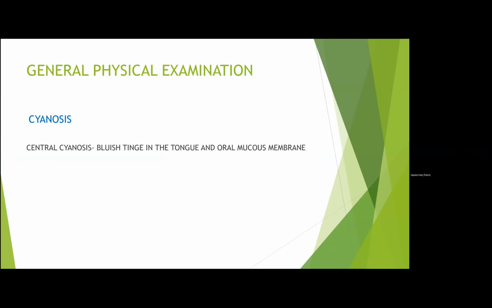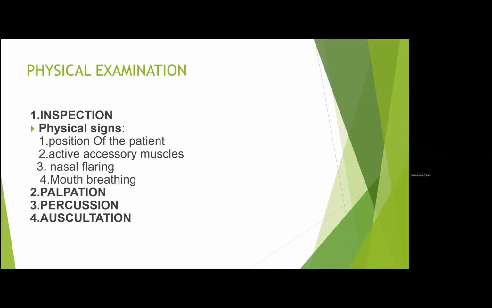Now we look for the general physical examination. We look for cyanosis. What is cyanosis? A bluish tinge in the tongue and oral mucous membrane when the patient is having hypoxia and all. And now we go for a physical examination. We'll examine the patient whether he's having any.